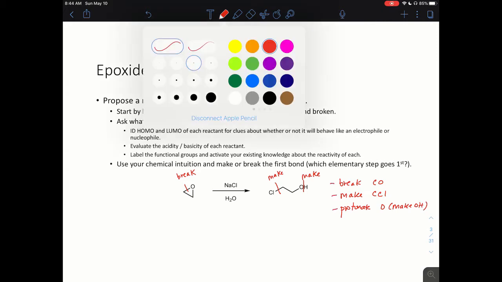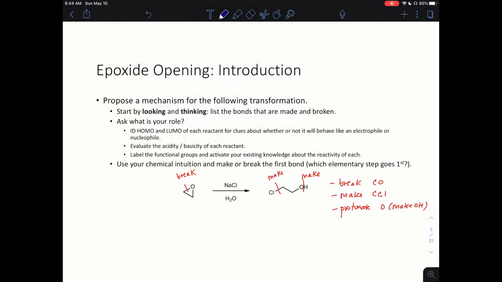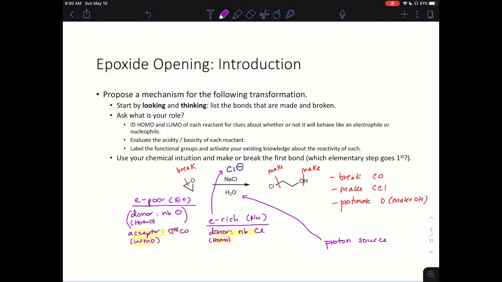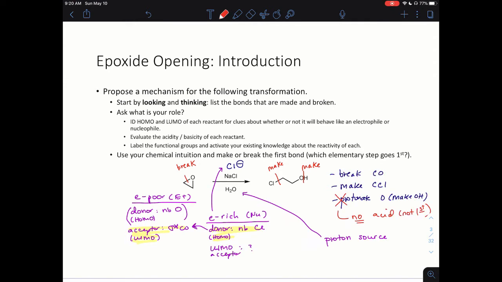And as far as what order they happen in, we're going to think really carefully about that. I can tell you it definitely does not happen first. We're not protonating first, and that's because there's no acid here. So don't be tempted to protonate oxygen. We can't. There's no acid. That leaves making the carbon-chlorine bond and breaking the carbon-oxygen bond. I can tell you we will also not be breaking this carbon-oxygen bond first. Think about that. We'll leave it circled, but we're definitely not doing it first.